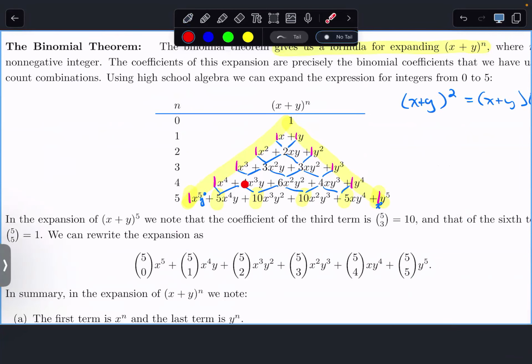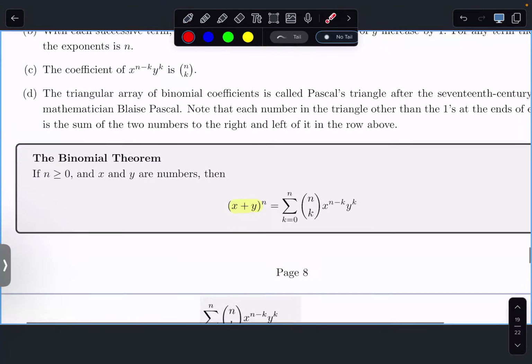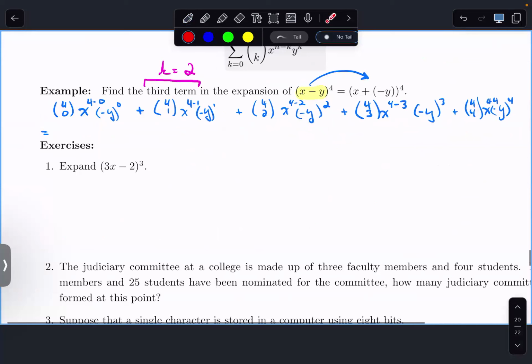We've got 4. So our coefficients are going to be 1, 4, 6, 4, 1. Or you can use your calculator. That's totally fine, but I'm trying to save us a little bit of time here.